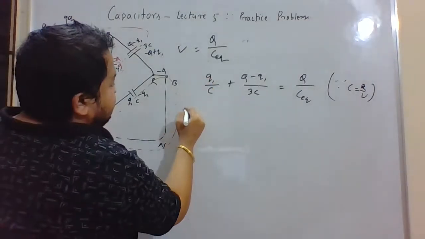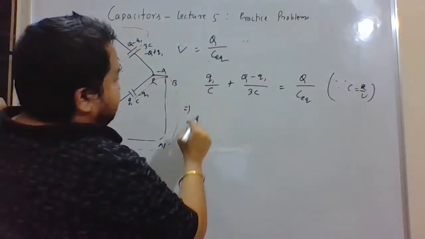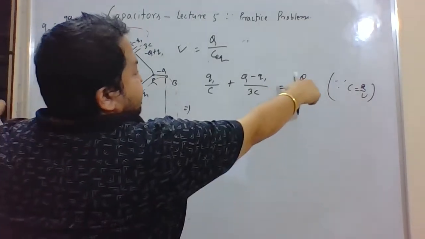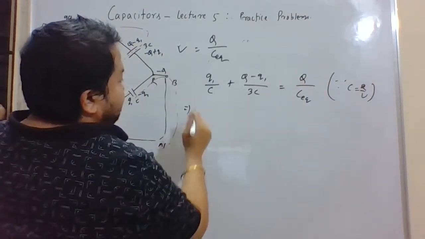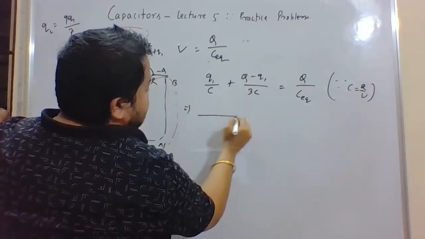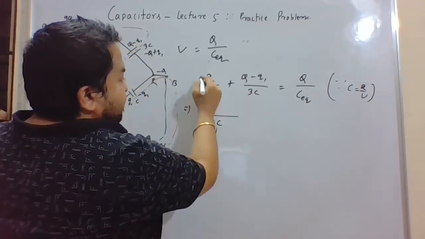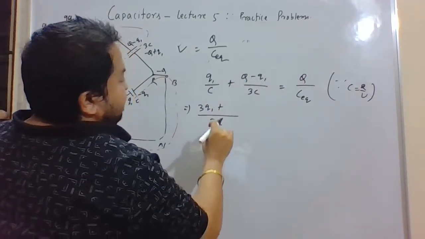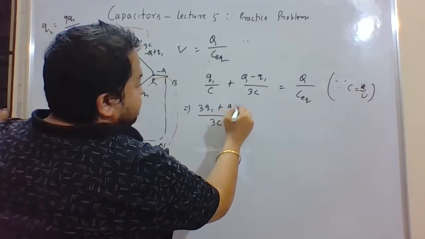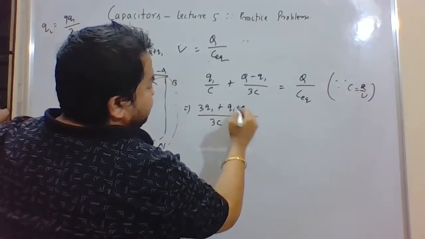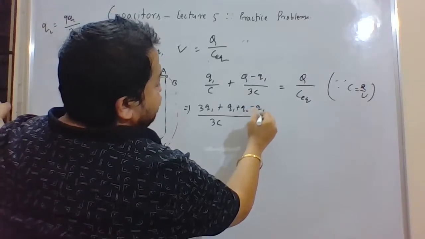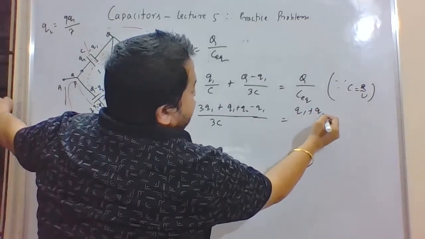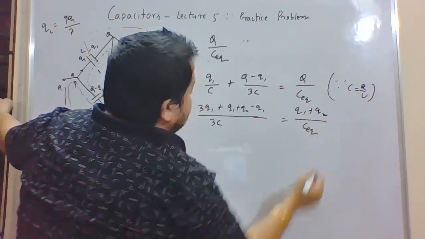Okay, now it's pretty easy. So I'll just solve this equation. I have to solve this part, and here in place of Q I'll place Q1 plus Q2. So let's first solve this part. 3C is the LCM, so this one becomes 3Q1 plus Q minus Q1. In place of Q I can write Q1 plus Q2, so Q1 plus Q2 minus Q1 is equal to Q1 plus Q2 by C equivalent, right?